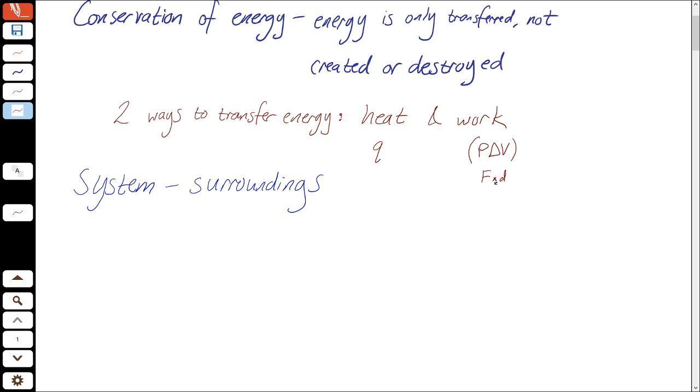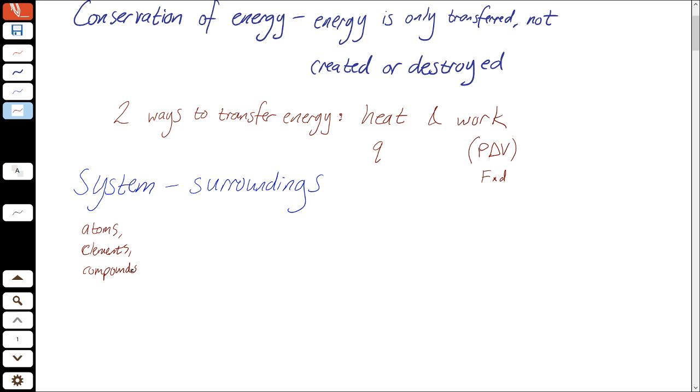But what if the sweat is the system? What if we're looking at the sweat itself, the water? Where is the energy going then? Yeah, then it's into the system. So depending on how you define the system and the surroundings, you could have a totally opposite answer. The good news is that for chemistry, we usually define these the same way. The system is the atoms, elements, and compounds that are actually participating in the reaction.